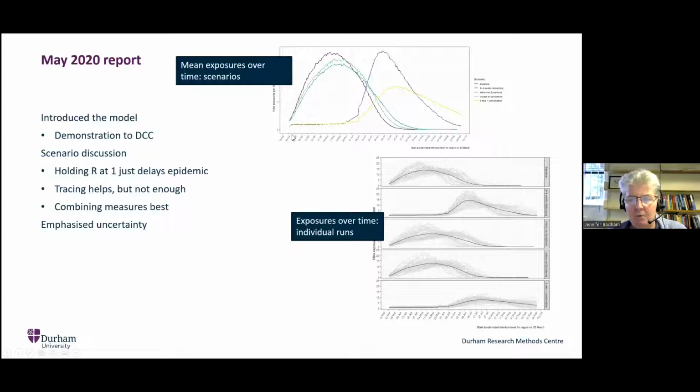The idea was to say that probably not any one measure is going to be enough, but the sorts of things that tend to deliver good control are where you have a combination of measures. But really what we were doing was just demonstrating the model. We also wanted to demonstrate uncertainty. So we were producing plots like this that have each of the individual model runs with the average run in the dark line, to remind the policymakers that this is a model, this is an estimate, and there's a lot of variation involved in it. So we were emphasizing uncertainty at this point.